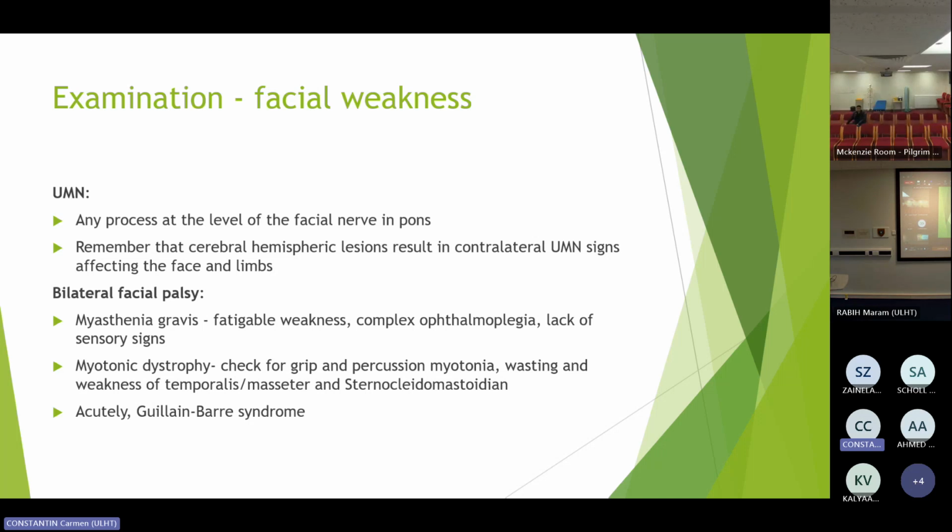Bilateral face palsy: in myasthenia gravis, for example, we have fatigable weakness with complex ophthalmoplegia, with lack of sensory signs. In myotonic dystrophy, we check for the grip and percussion myotonia. And in Guillain-Barré, we have bilateral face palsy, very sudden, so it's acute, recent.